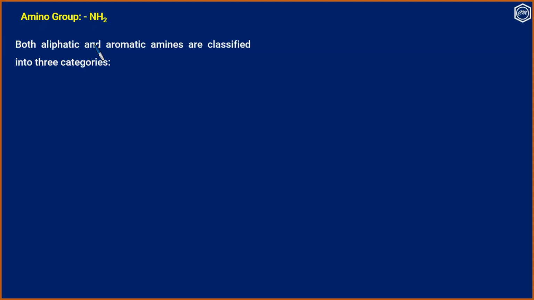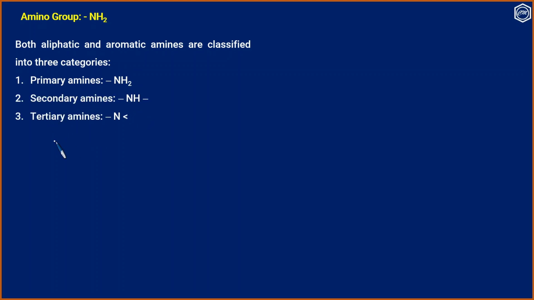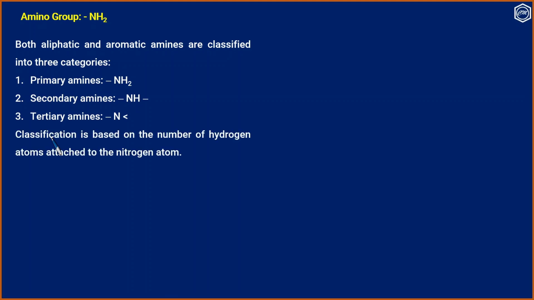Now we will study the reactions of the amino group. Organic compounds containing amino groups are basic in nature, so they easily react with acids to form salts, which are soluble in water. Both aliphatic and aromatic amines are classified into three categories: primary amine, secondary amine, and tertiary amine. The classification is based on the number of hydrogen atoms attached to the nitrogen atom.